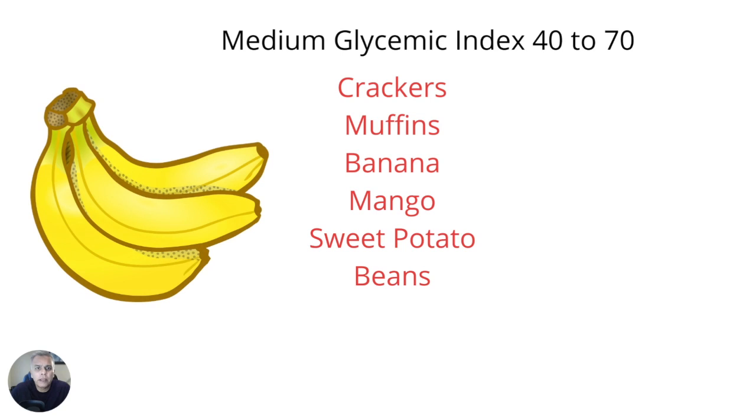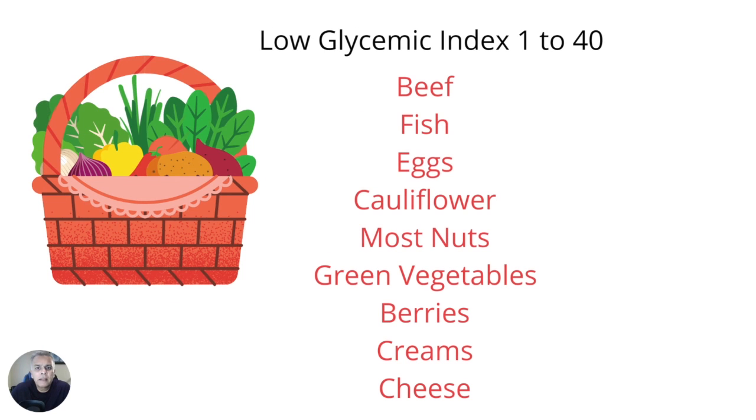in very small quantities. In between is the medium scale, and I guess I define that as 40 to 70. And here are some crackers, muffins, bananas, mangoes, sweet potatoes, different types of beans. Again, in the high, definitely avoid, do not eat at all. In the medium, go very easy on what you eat in the medium glycemic index. And in most of your foods, you want to stay in the low glycemic index.